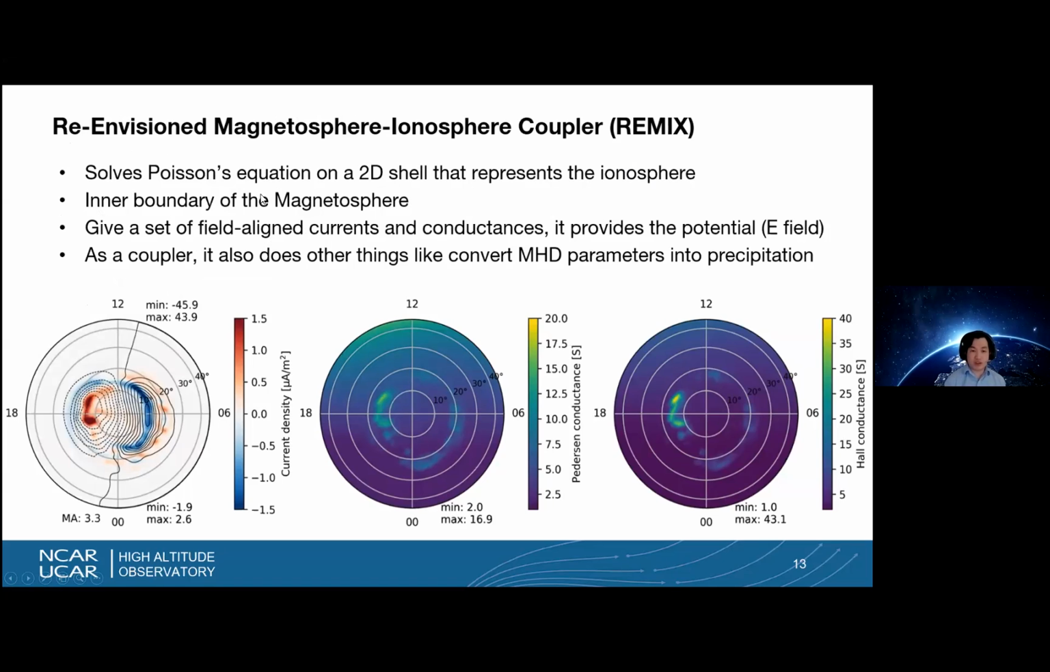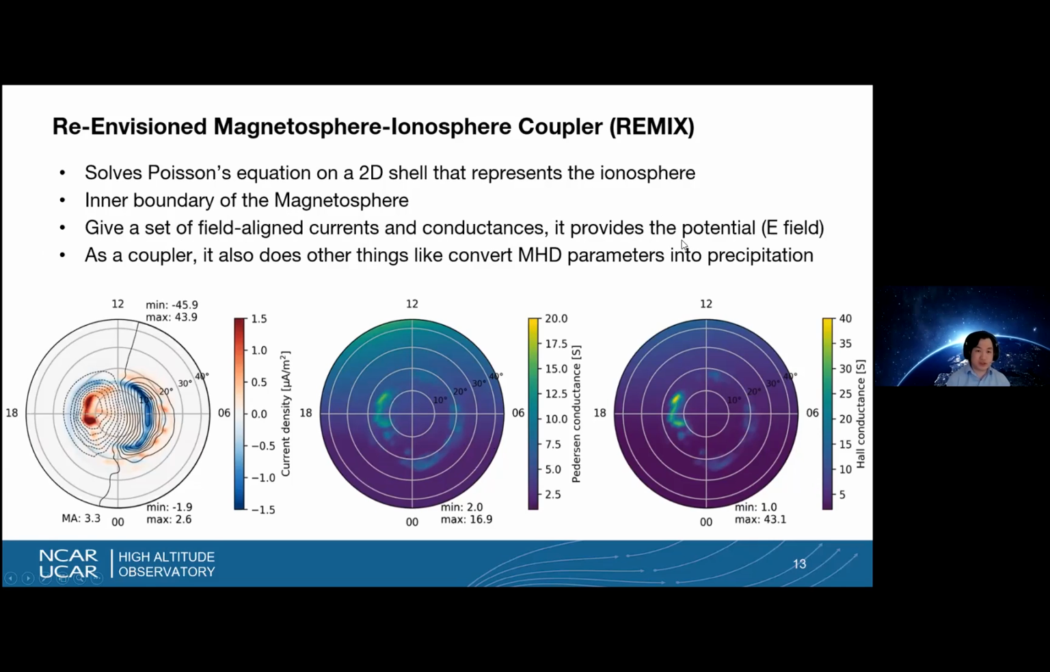It's the inner boundary of the magnetosphere, so we don't want to make it too complex, because that makes it very difficult to solve. We just simply solve Poisson's equation on a 2D shell. That's very simple. It takes no computational power to do. You give it a set of field line currents going in, you give it some sort of conductance pattern that's generated either by the ionosphere thermosphere model or some sort of empirical specification. And then it solves Poisson's equation and it gives you an electrostatic potential coming out.